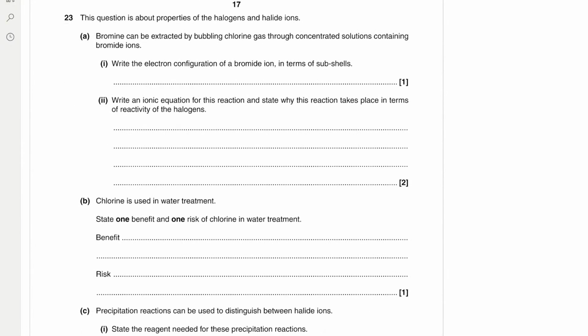23(a)(i). This question is about properties of halogens and halide ions. Bromine can be extracted by bubbling chlorine gas through concentrated solutions containing bromide ions. So bromide ions are Br-. So write the electronic configuration of a bromide ion in terms of subshells.